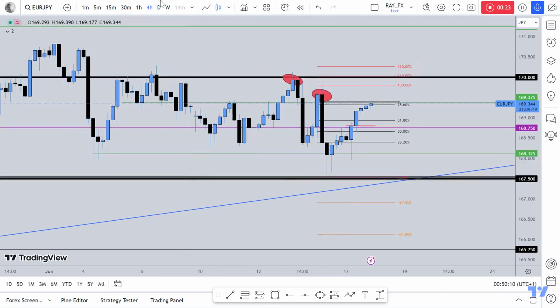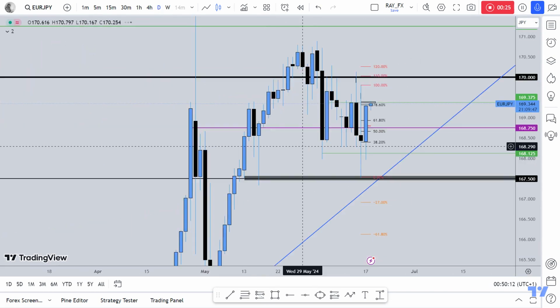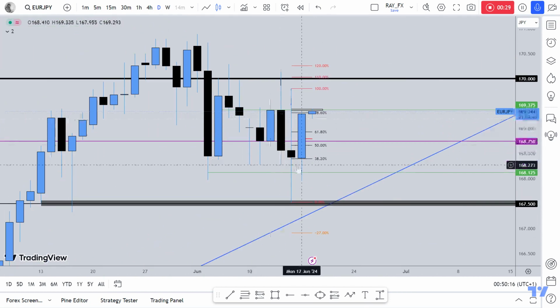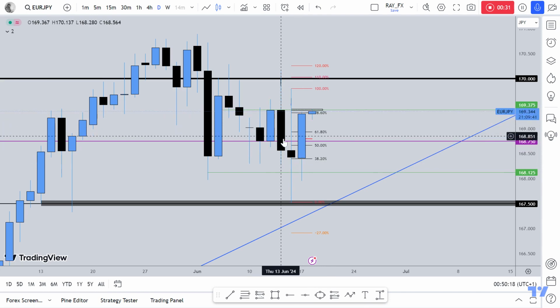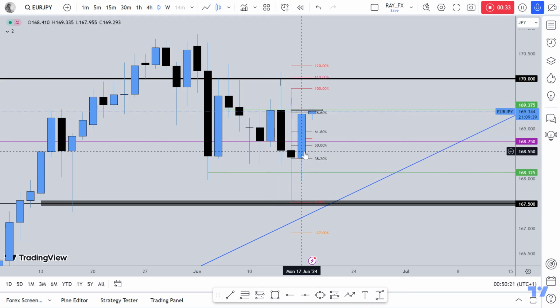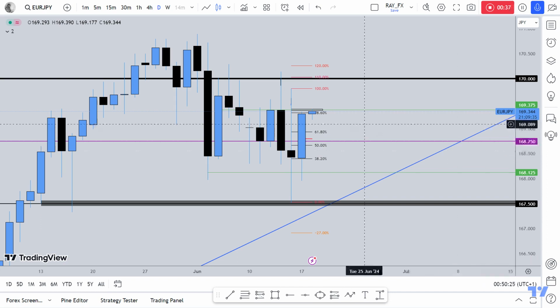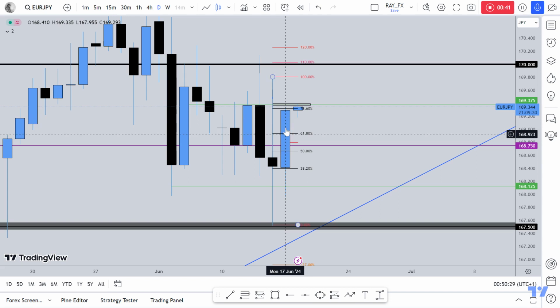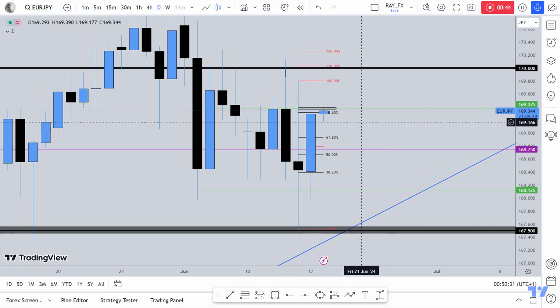So now, seeing how the daily candle closed right here, you can see we've had a clear morning star formation at a key level of support, 168,750, and a close to the upside indicating a lot of bullish momentum.